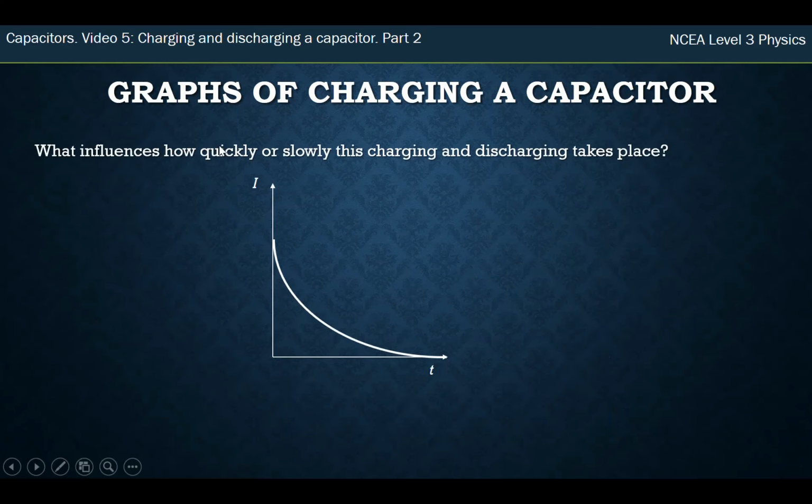Alright, so what influences how quickly or slowly this charging and discharging takes place? We've got a graph here of it discharging. If it was to discharge quicker, or even charge quicker, the current through the circuit might look like this, a sharper thing. So what are the factors that influence how quickly or how slowly we can make this graph look?